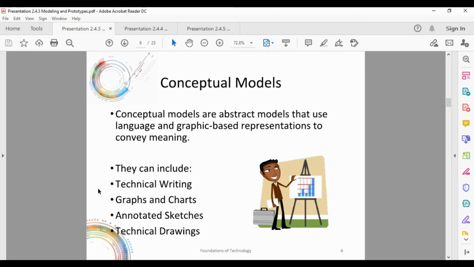Now, we've already worked around a couple of these. We haven't done technical writing. Think things such as even instructions and directions in technical writing. Graphs and charts, you've already seen some of this in math classes. Annotated sketches, that's our orthographic representation that we worked on. And technical drawings, that's in our home styler that we're using right now.